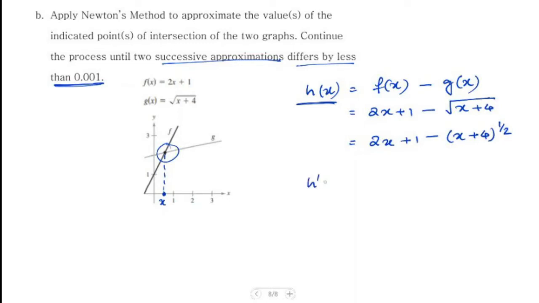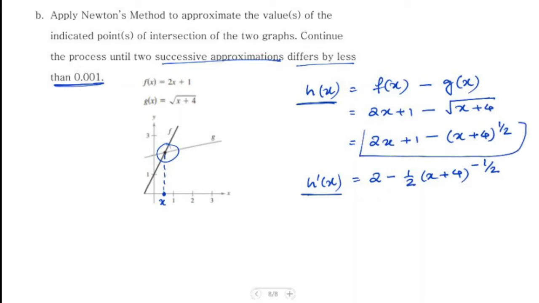Now to find the first derivative of this function, we can do it easily. 2x would be just 2, and the constant plus 1 would turn into 0, so we don't write that. And then we have minus, half multiplied to the front, and then we have (x plus 4) to the power half minus 1, which is minus 1/2. So that would be the first derivative of our function. This is our function, and this is the derivative of the function.